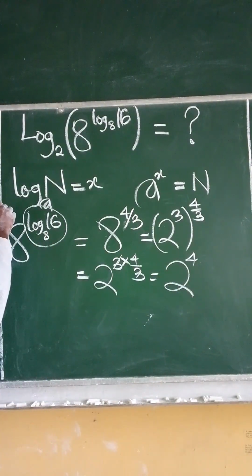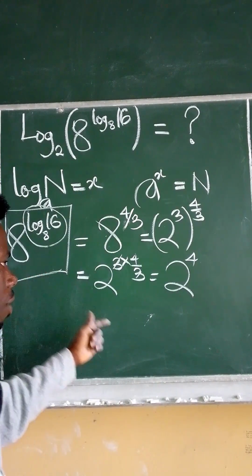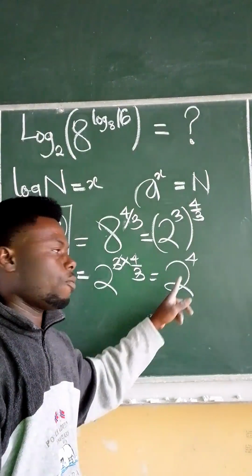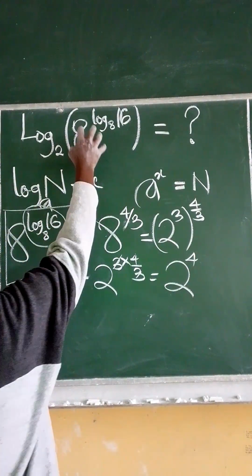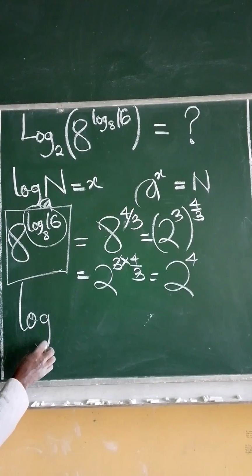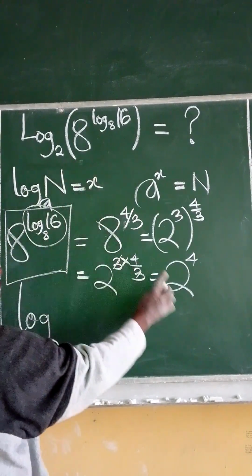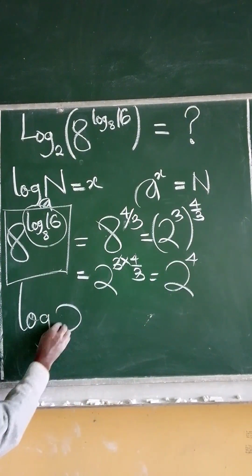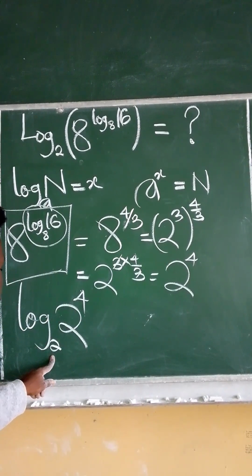So at this point, we are obtaining 2 raised power of 4. That is to say, this bracket is giving 2 raised power of 4. Now from the question above, we have log into base 2. The bracket is 2 raised power of 4. This is log 2 raised power of 4 in base 2.